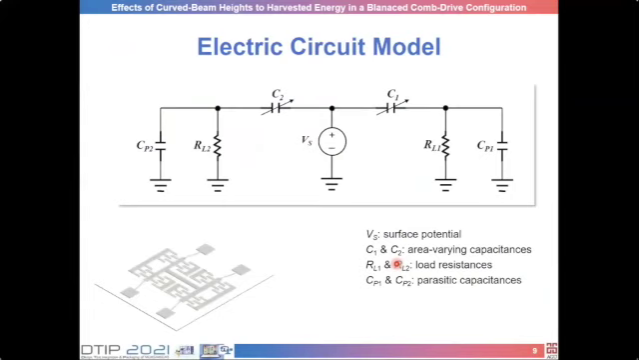What is given here is a circuit model of the device. A voltage source model was used for the electrets. Vs represents the surface potential of the electrets. C1 and C2 are area-varying capacitances of the comb drives. RL represents the load resistances of the circuit, and CP models the parasitic capacitances of the device.